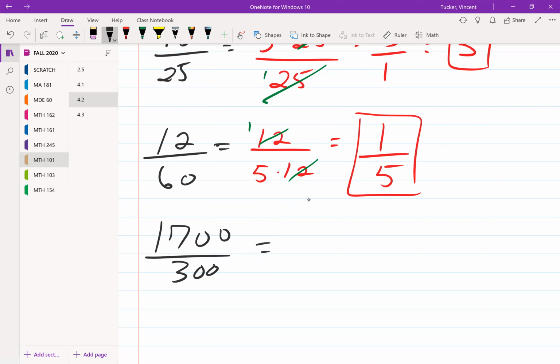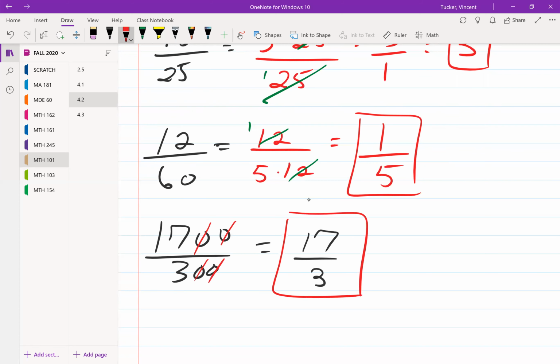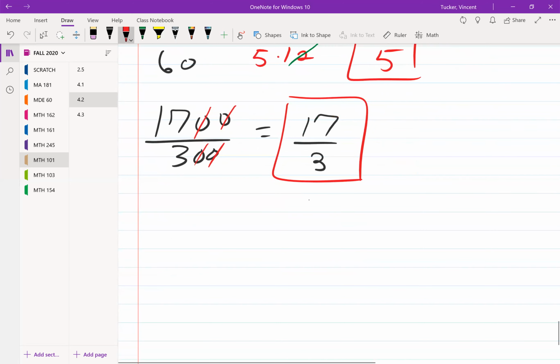Whenever you have something like this, remember I mentioned before that your zeros represent multiples of 10. So I can actually cancel out these zeros and have 17 over 3. If I could reduce 17 over 3, then I would do so. In this case, I couldn't. So that is that answer, 17 over 3. Both of those are prime.